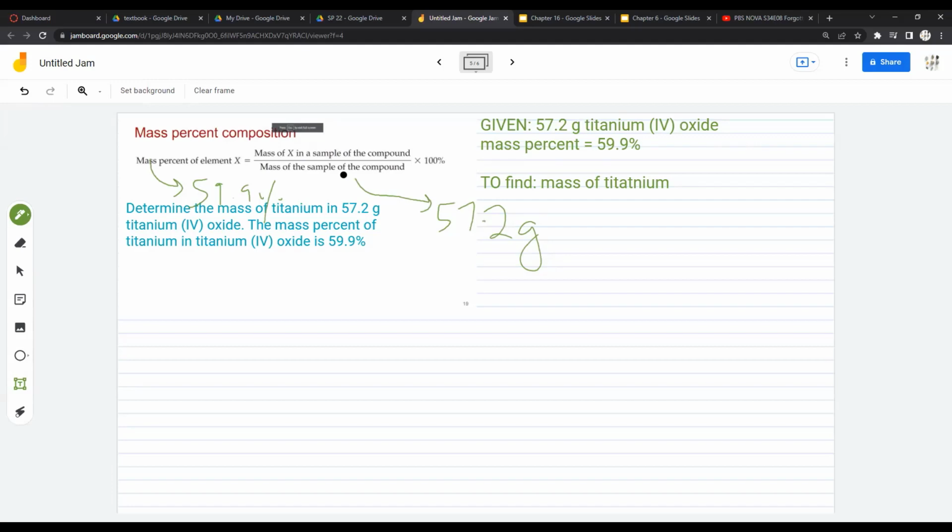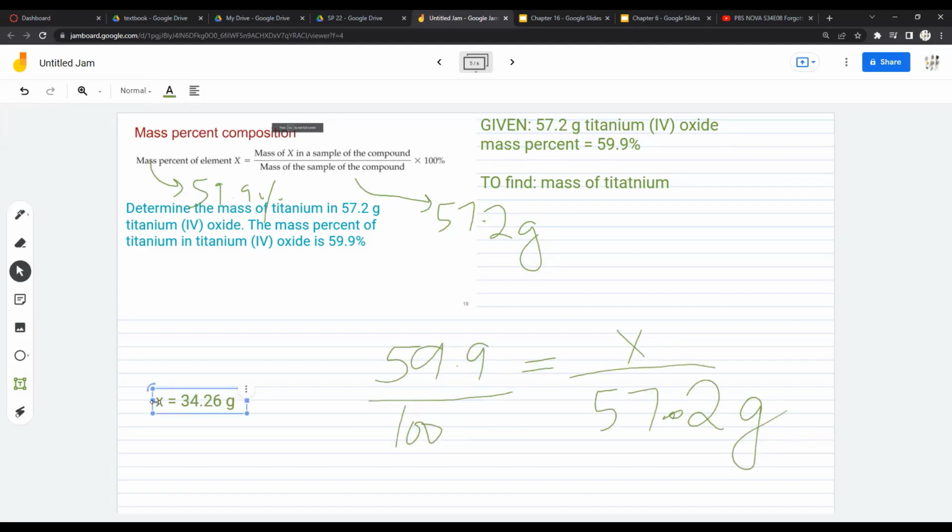Then move things around and you should get X, the titanium, equal to 34.26 grams. Is there anybody who got something else as the answer for this? This question is very similar to: I got 80% and the total was out of 25. So how many points did I actually get?